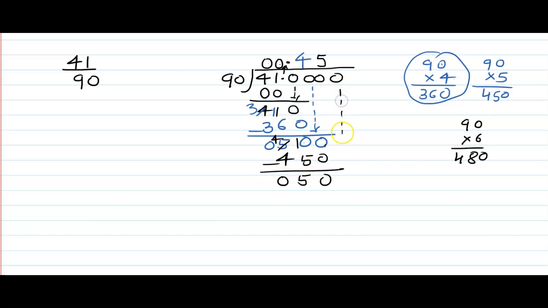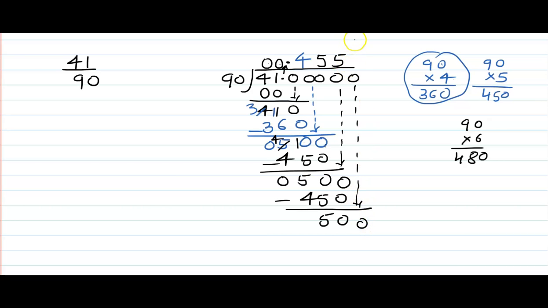Now another 0 is coming. So it is again 500. Okay, again 500, so again it is going for 5. So it will be 450 again. And 500 take away 450 is 50. So if you want to put another 0, another 0 is coming. So again 500. So again you can go, 90 times 5 is 450. So 0 and it is 5 and it is 0.